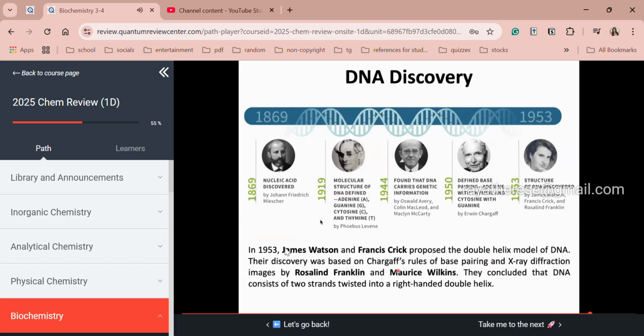Okay, again, let's acknowledge that the diffraction images of Rosalind Franklin and Maurice Wilkins had a big part in unfolding the structure of DNA. Okay, but for the sake of our board exam preparation, again, ang ino-honor po is si Watson and si Crick. Okay, so I hope that's clear, class, ha?